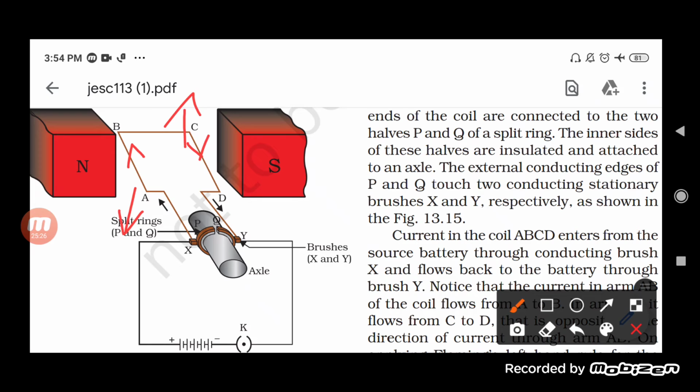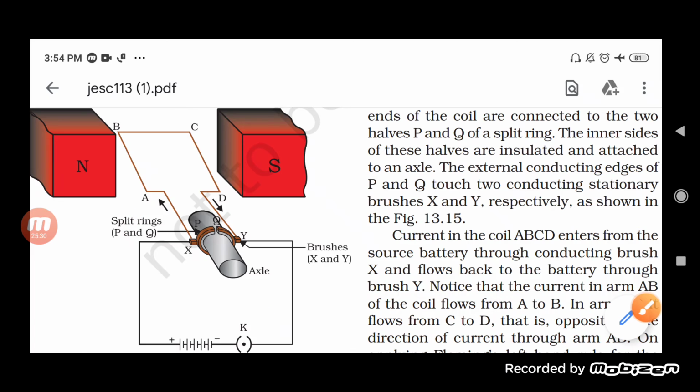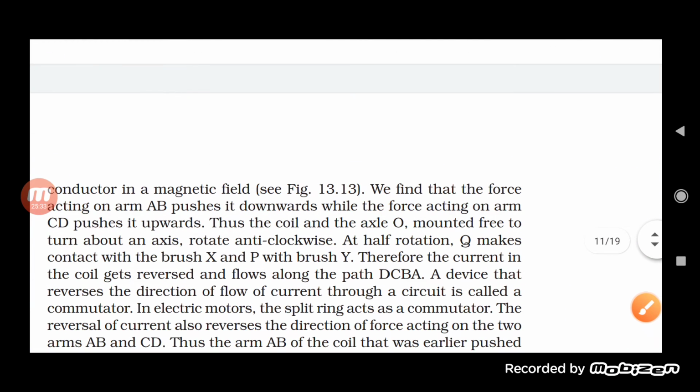Okay, so when the current moves from AB it moves downward, and in CD it moves upward. Now what happened afterward here? The coil and the axle, which is mounted over the brush, because of that only, the force acting on CD pushes it upward, and ultimately they will rotate in the anti-clockwise direction.